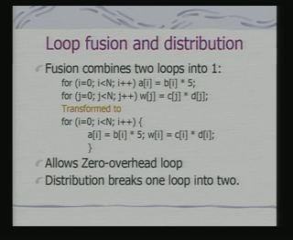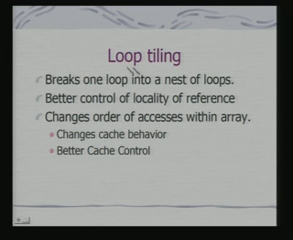So that's why this kind of analysis of the fusion becomes critically important. The other part of the fusion would be fission, or breaking up the loop, or distribution of a loop into two. One of the approaches which is used is called loop tiling. So what happens in loop tiling? In loop tiling, you break one loop into a nest of loops.